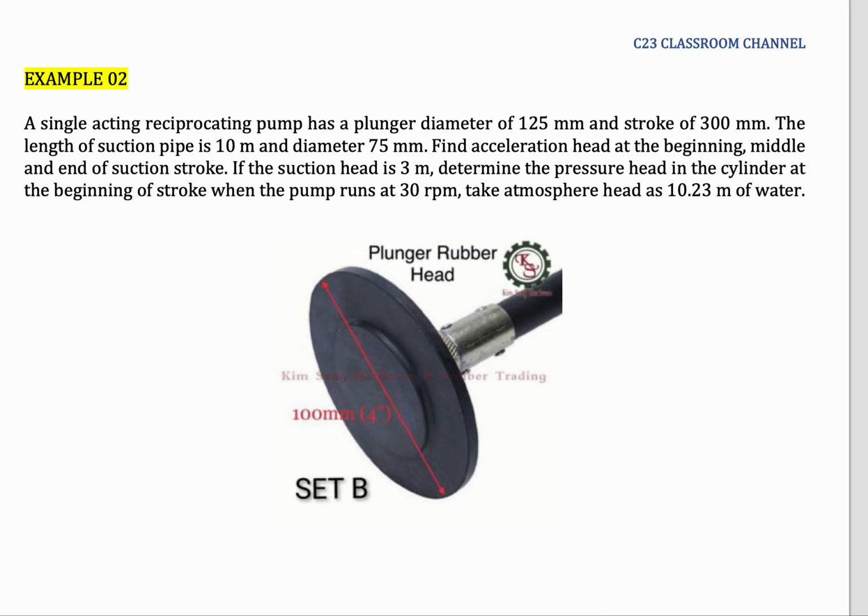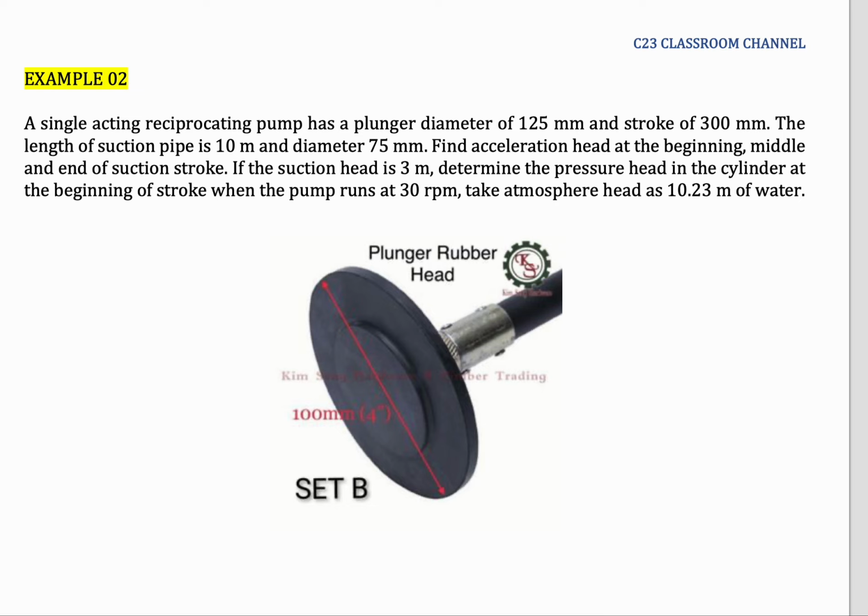Now we will see question number 2. A single acting reciprocating pump has a plunger diameter of 125 millimeters and stroke of 300 millimeter. The length of suction pipe is 10 meter and diameter is 75 millimeters. Find acceleration head at the beginning, middle and end of suction stroke.